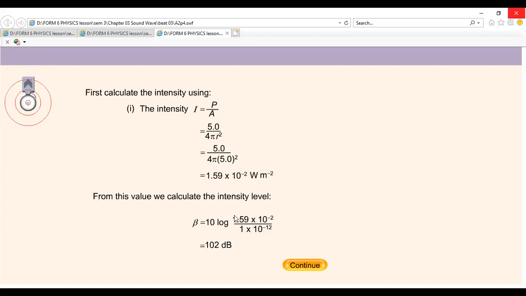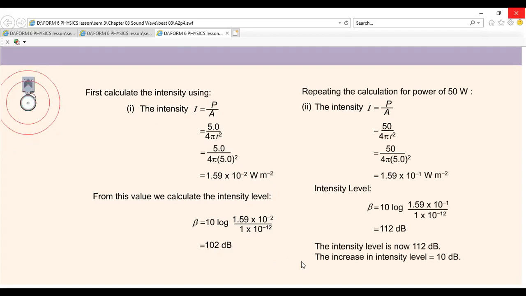From this value, we calculate the intensity level. First, we must calculate the intensity. For the intensity level in decibel, we use 10 log I over 1 times 10 to the power negative 12, which is a constant. As a result, for this sound with 1.59 times 10 to the power negative 2 watt per meter square, the intensity level is 102 decibel.